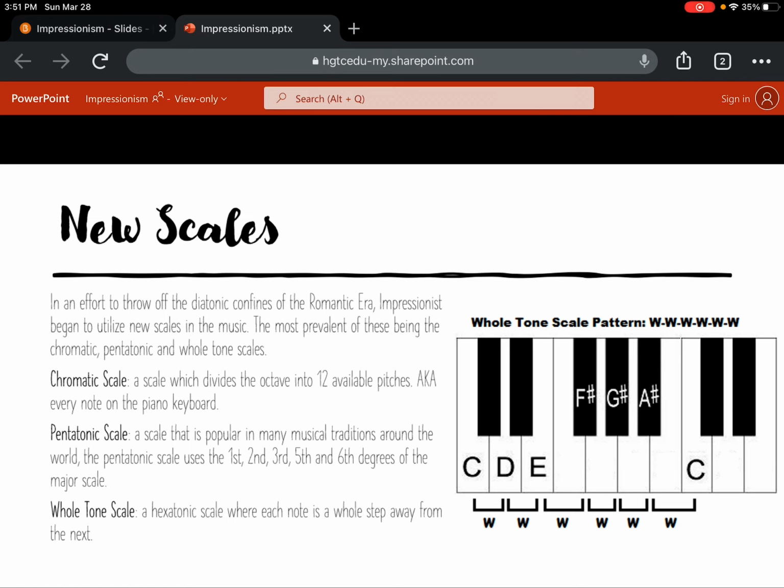So again, instead of playing the 7 notes of the major scale, what if, and by the way, the major scale is a mix of different whole steps and half steps to create the scale. But what if instead of mixing whole steps and half steps, we only used whole steps? And this is what's pictured over here to the right. It makes a 6-note scale that sounds like this.